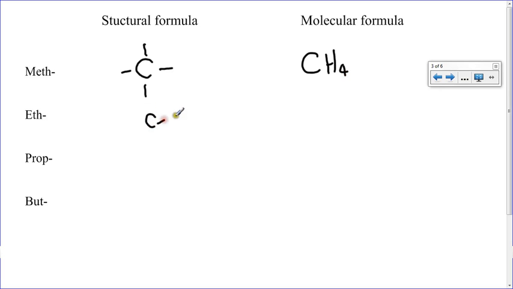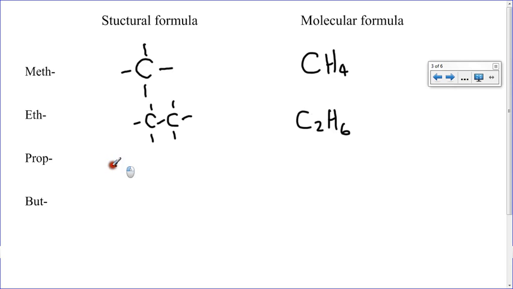Let's try ethane. Ethane is the next in the series. It has 2 carbon atoms. Each of those carbon atoms has 4 bonds, so both using 1 here. So we have 1, 2, 3, 4; 1, 2, 3, 4. So there's a molecule with 2 carbon atoms, so I need a little 2 there. And then how many hydrogens? 1, 2, 3, 4, 5, 6. So the molecular formula is C2H6.